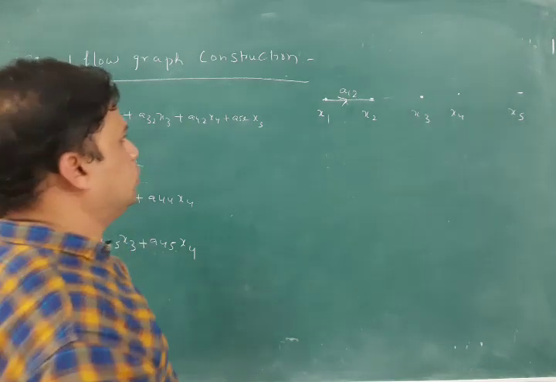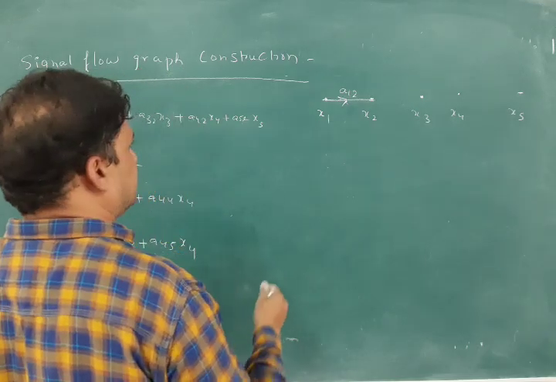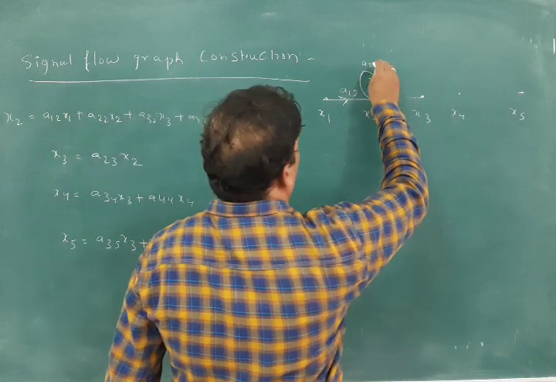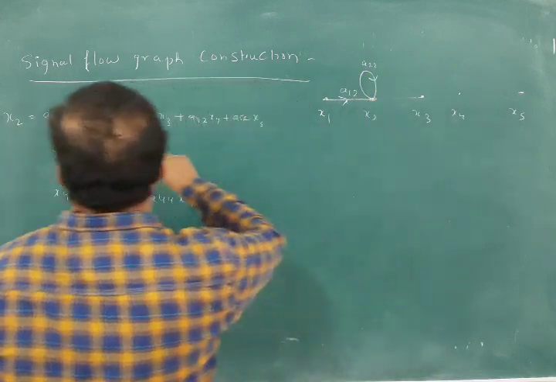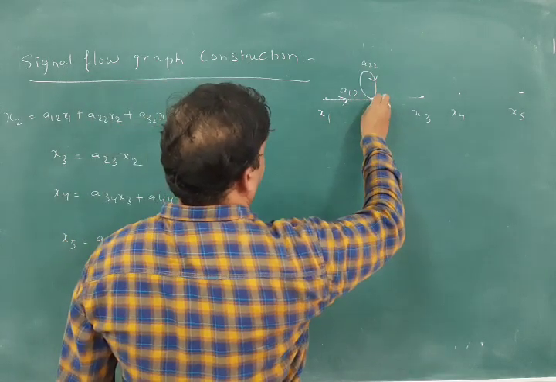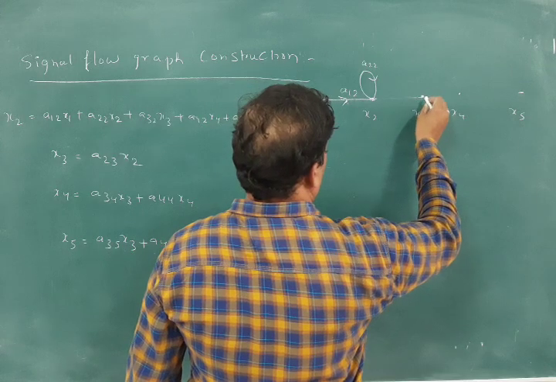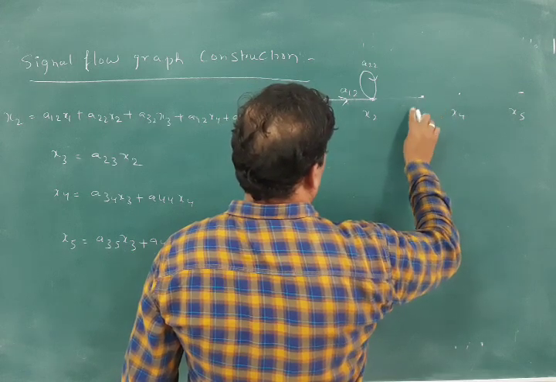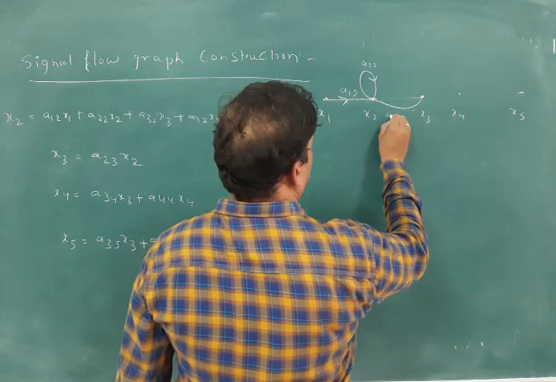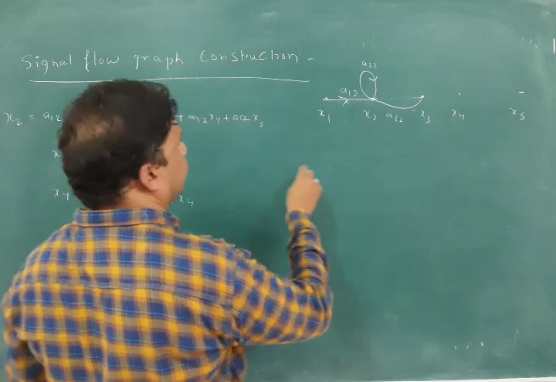Where is A22 X2? We can see here A22 X2 is. So we have drawn here this A22. A22 is nothing but A22 X2. That is a self loop here, 2 to 2, again it is coming here. Next is A32 X3. A32 X3 means what? Here it is coming from 3 to 2. You can see here 3 to 2. This is called A32.